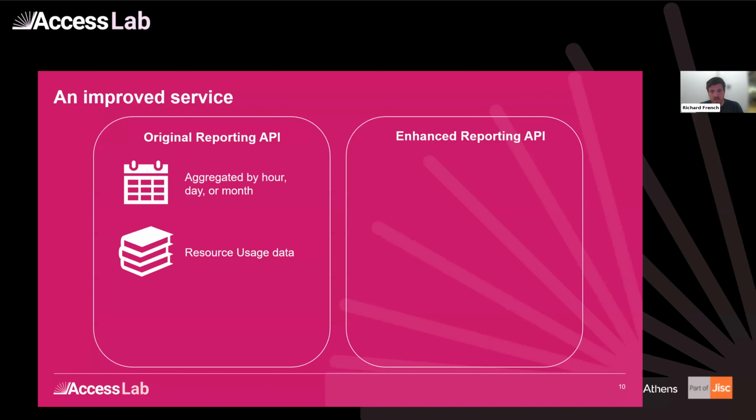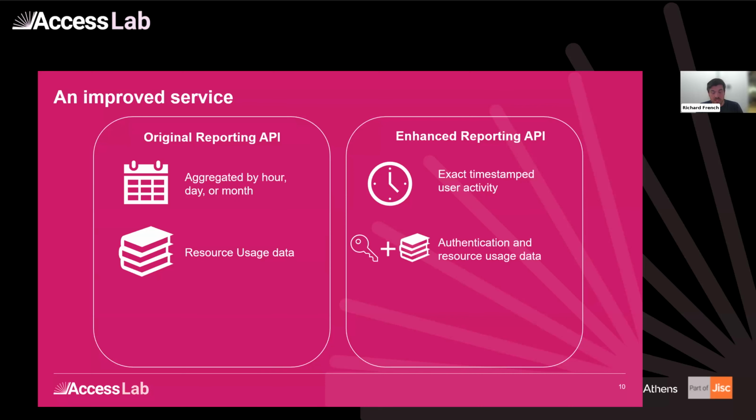The enhancement that we've made is that now you can access the precise timestamped user activity. So that's down to the second. So it's not aggregated to the nearest hour. As well as the resource usage data, you can get authentication data as well. And you get more granular details. So that's including information on user identifiers and locations and other attributes that have been marked as reportable.